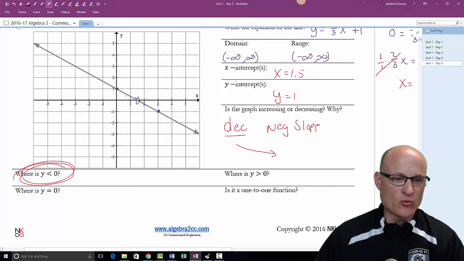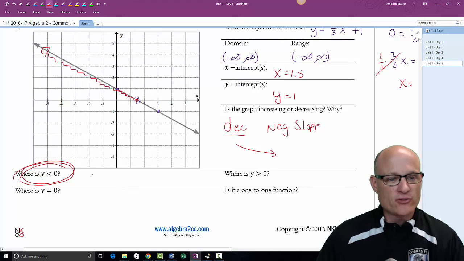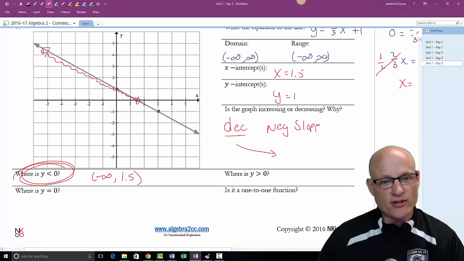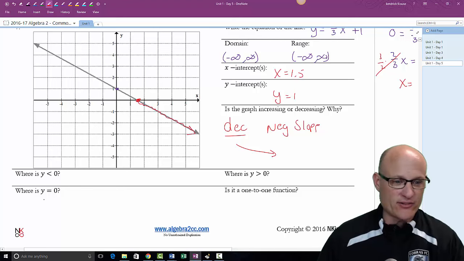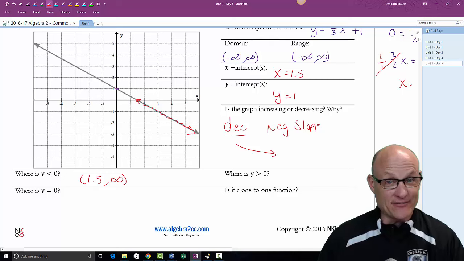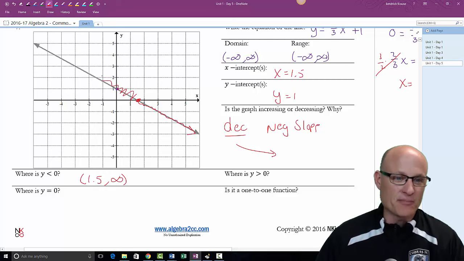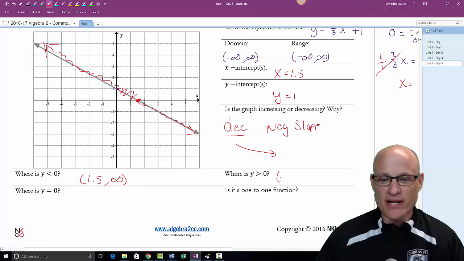Where is y positive? Where is it above the x-axis? Well, it's above the x-axis, all of this. So from negative infinity all the way up to 1.5, it's positive. And then starting at 1.5, it becomes negative. Where is it negative? It's negative starting here and going in this direction. See how it's below the x-axis? This means negative. So from 1.5 to infinity, it's negative. Where is it positive? It's positive up in this area. So it's positive from negative infinity to 1.5.